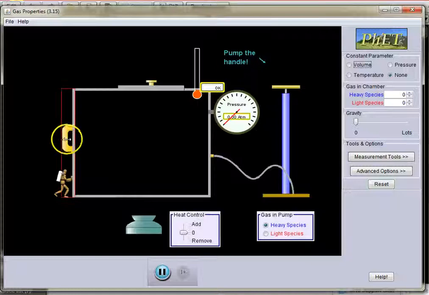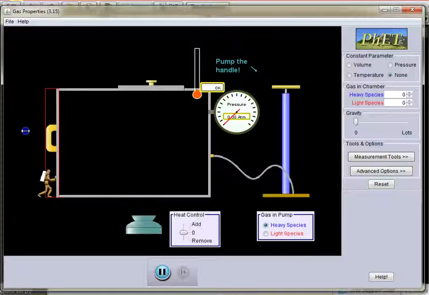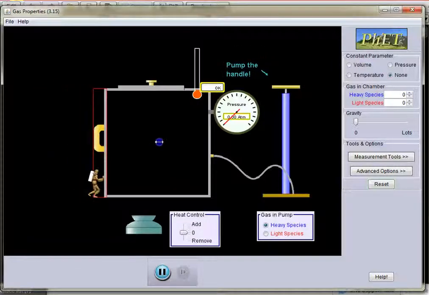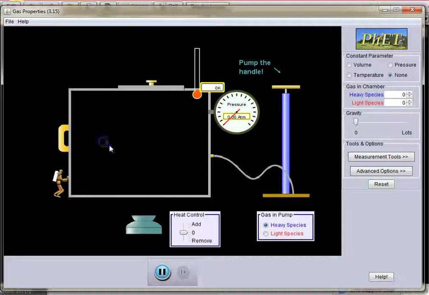This is a chamber, and you can increase or decrease the size of this chamber. You can add gas molecules into this chamber. There are two different types of molecules you can use: either heavy species or light species.